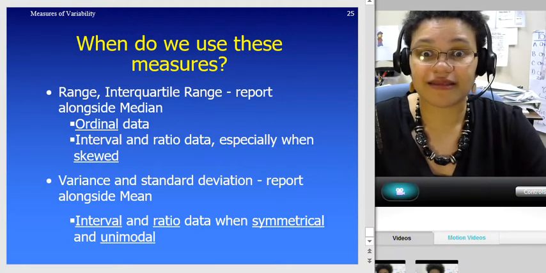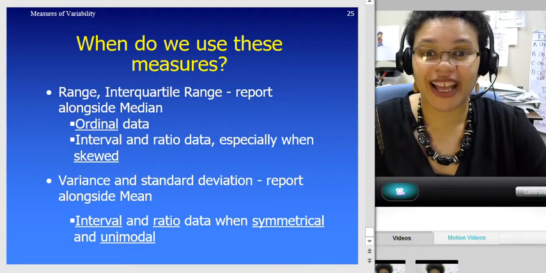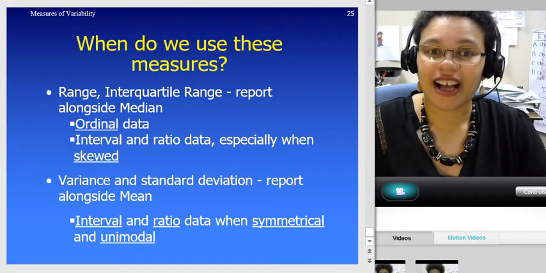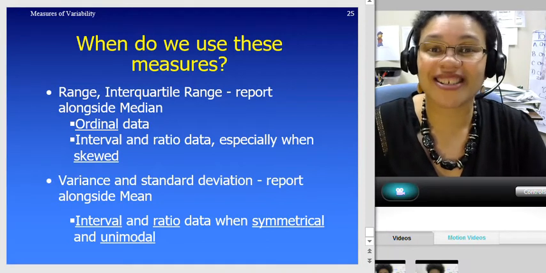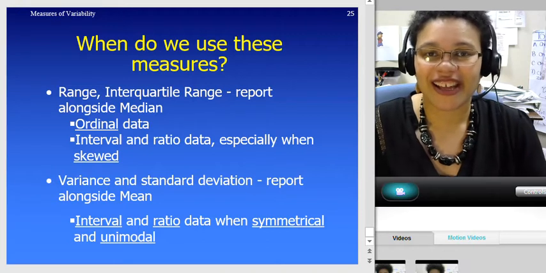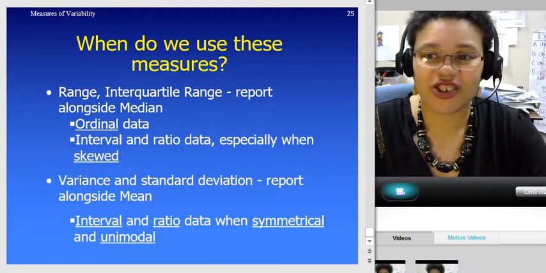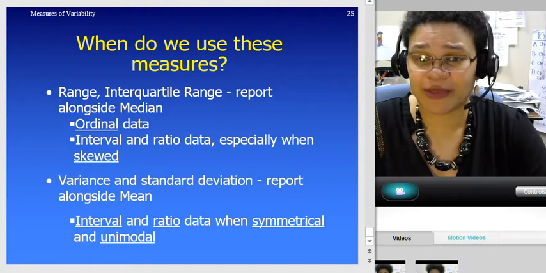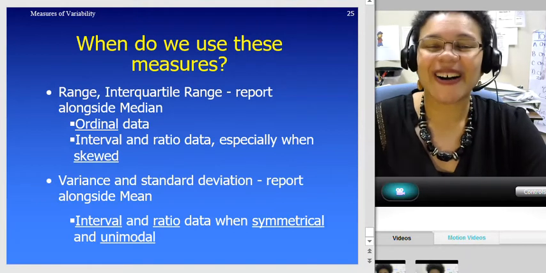Oh, and that's it. That's it for variability. The most common measure of variability that we report is the standard deviation. Okay, and usually we let Excel or SPSS figure it out.